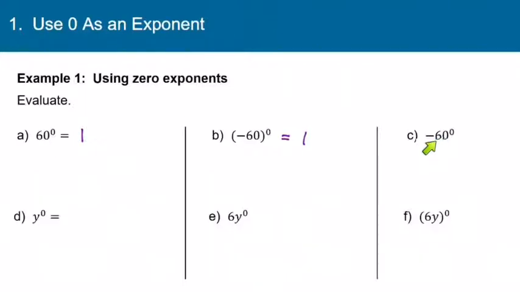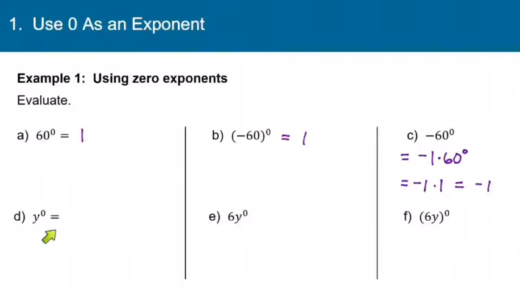Now look at part C. So what we have here is negative 60 to the 0 power, no parentheses. So in this case, the base is actually 60. And the negative is sitting out here as a factor that's being multiplied by this exponential expression. So if we write this in a multiplication form, it would actually be negative 1 times 60 to the 0 power. So now we know that any base to the 0 power is 1. So this expression becomes negative 1 times positive 1. And of course, negative 1 times positive 1 is negative 1.